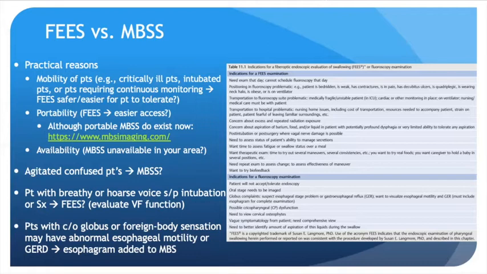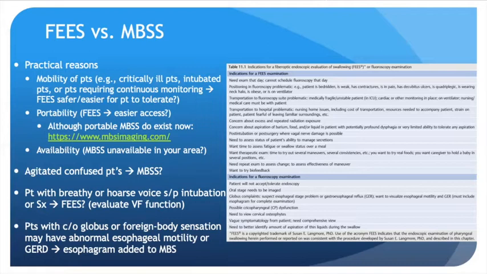Perhaps aspiration might be due to a deficit in vocal fold function. Patients with a globus sensation or a foreign body sensation, where it feels like there's something stuck in their throat, might have abnormal esophageal motility or maybe gastroesophageal reflux disease. And so perhaps a modified barium swallow study might be appropriate because then you could pair that with an esophagram. So I should mention here that FEES can visualize mucosal tissue, but it misses the time interval during the swallow itself, as I mentioned before. So it's good because if there's mucosal signs of cancer, potentially, you could examine that with a FEES.